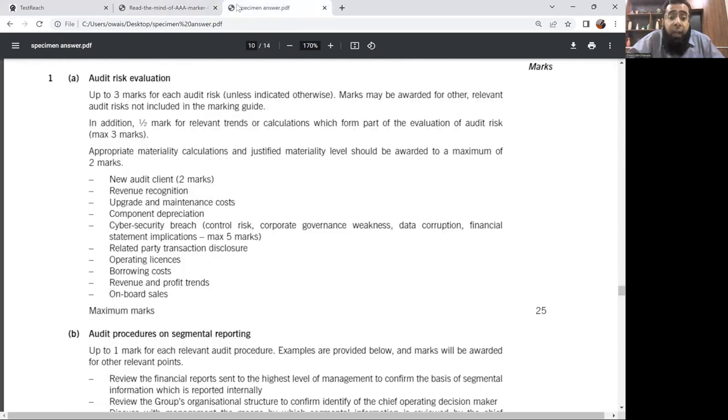Now, if you look at it, upgradation and maintenance cost, which is done on Sunseeker cruises, this holds 3 marks, okay, since it is an accounting standard risk. Up to 3 marks for each risk, upgradation and maintenance. Okay, let's read further.